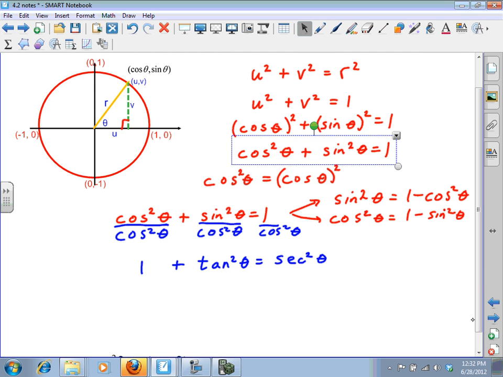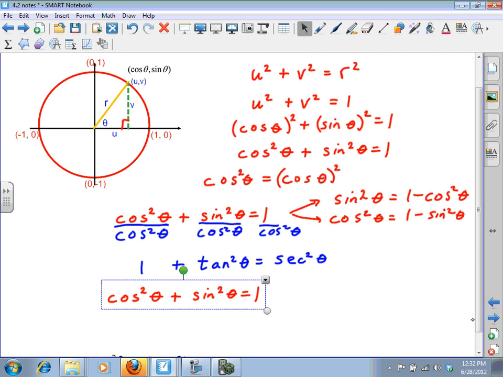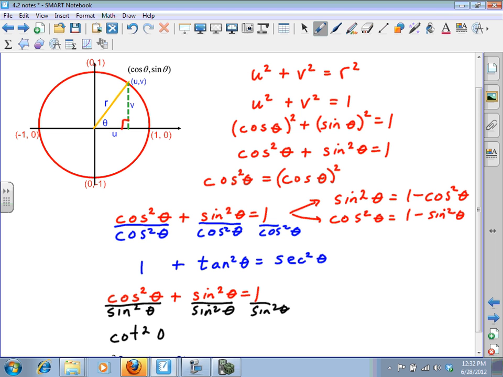But let's do this one more time. If I start with this again, and this time divide through by sine squared, what am I going to get? Sine squared theta here, sine squared theta there, sine squared theta, and cosine over sine is cotangent. That's another quotient property. So you see how those are coming in handy already. Sine squared over sine squared is 1 equals 1 over sine squared. That's another reciprocal property. That is cosecant squared theta.